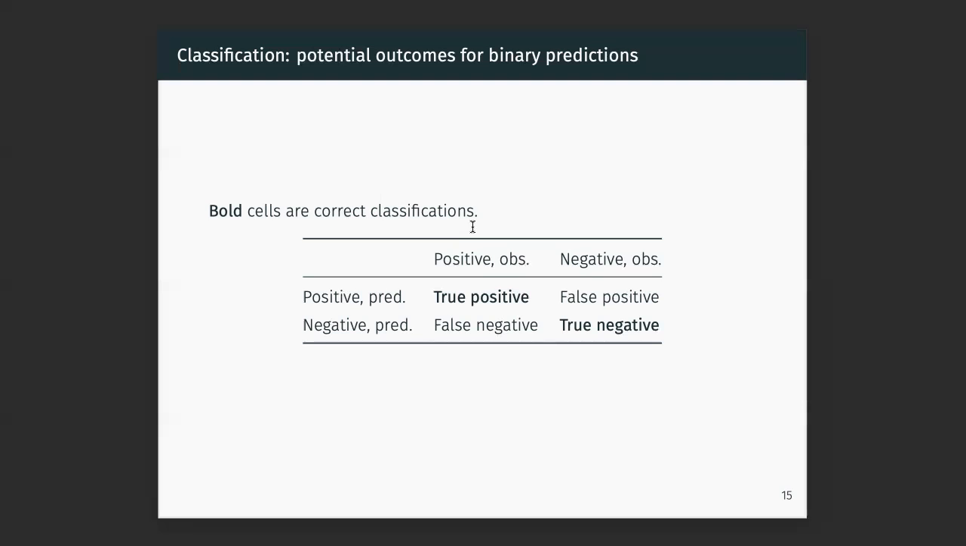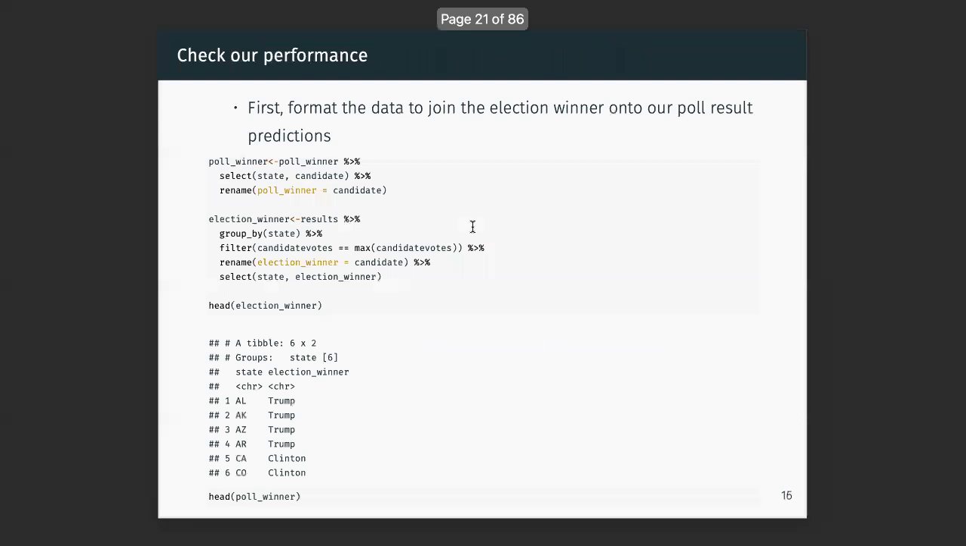We'll stick with it because it doesn't make any sense. It's a weird old technique. But let's check our performance, right? So we know that the polls got it wrong. We know that there was, in fact, pretty substantial classification error in the polls. But let's compute it for each candidate, right?